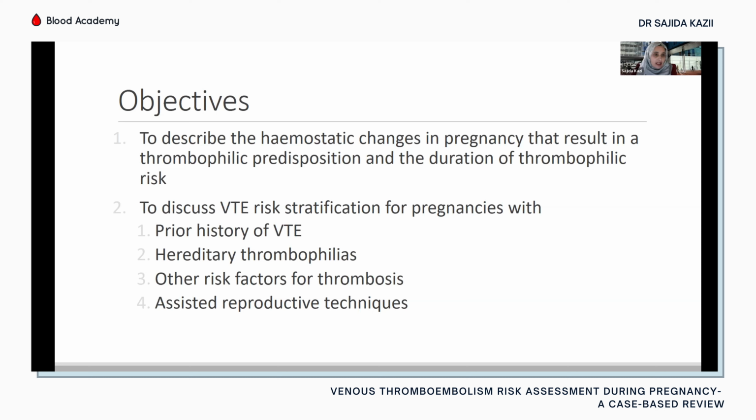Objectives: I'll be describing the hemostatic changes in pregnancy that result in a thrombophilic predisposition and the duration of this risk. We will also go through some cases where we will discuss VTE risk stratification for pregnancies when there is a prior history of VTE, presence of hereditary thrombophilias, any other risk factors for thrombosis, and assisted reproductive techniques.